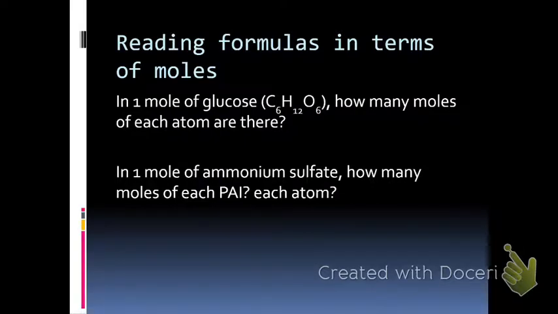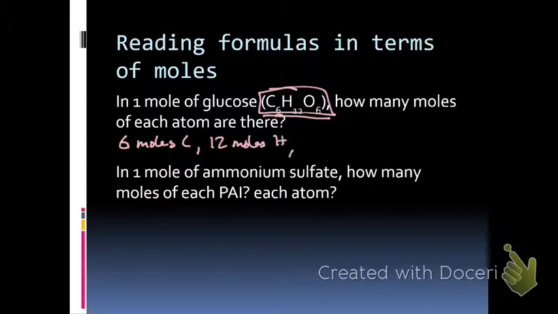All right. In 1 mole of glucose, how many moles of each atom are there? So what I'm asking is, if I have 1 mole of glucose, how many moles of carbon, hydrogen, and oxygen? For every 1 molecule of this, I have 6 carbon atoms, right? So for every 1 mole of glucose, I have 6 moles of carbon, 12 moles of hydrogen, and 6 moles of oxygen.